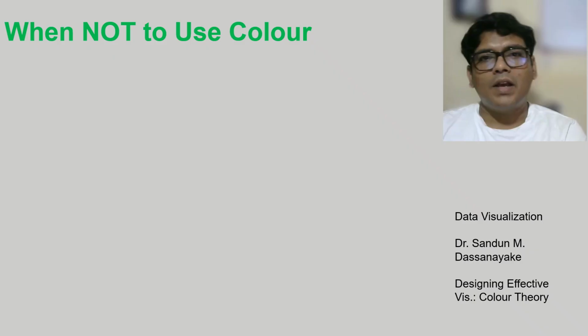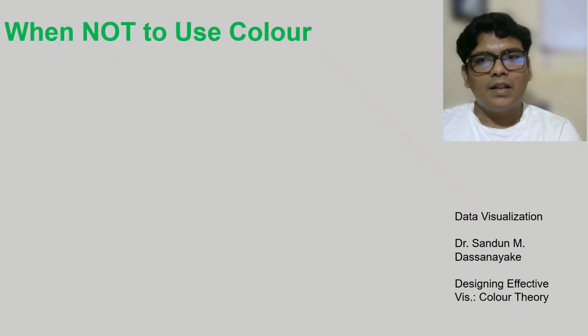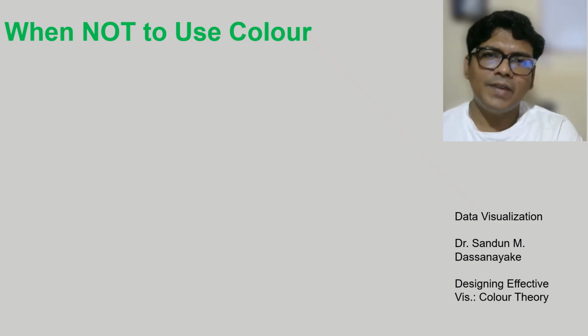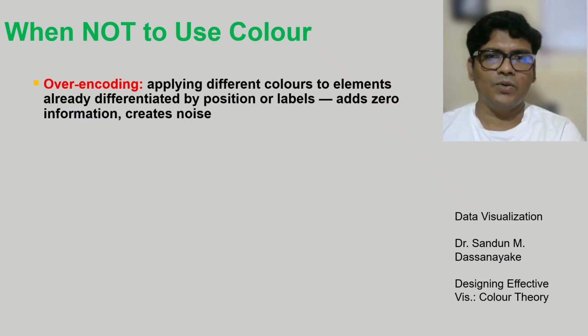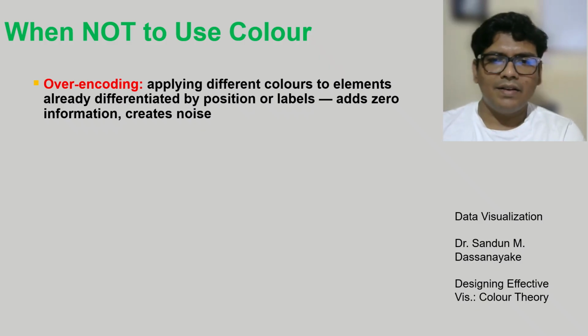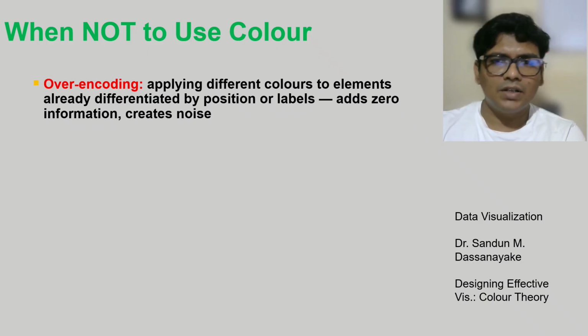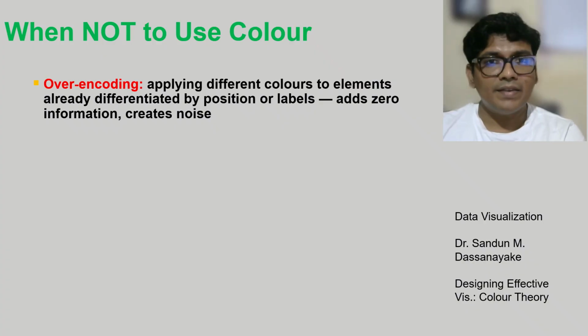Before we talk about how to choose color, let's discuss when it is better to remove it completely. Sometimes that's the best design choice. The first trap when we are dealing with color is over-encoding. For example, let's say we have a bar chart and we apply different colors to the elements, but that's a false lead. If bars are already separated by position and labels, adding different colors just creates visual noise without adding any information.